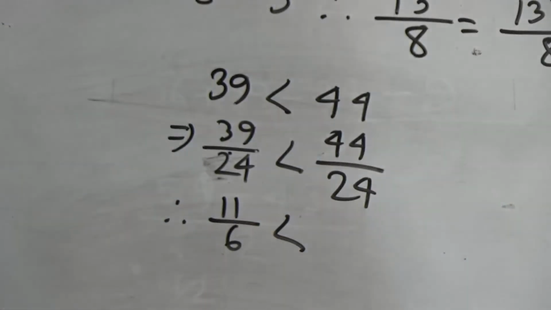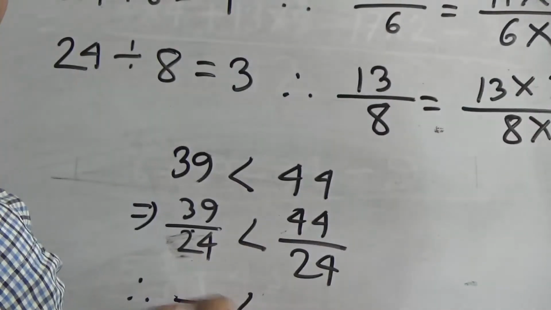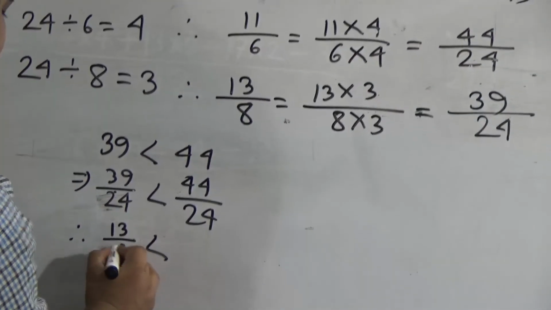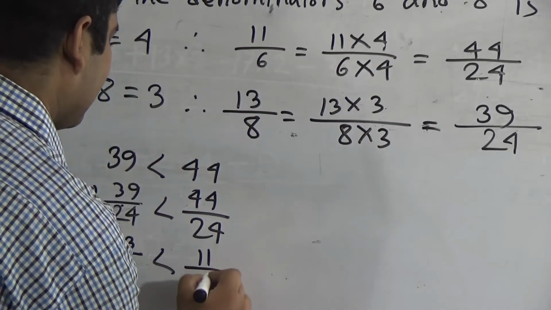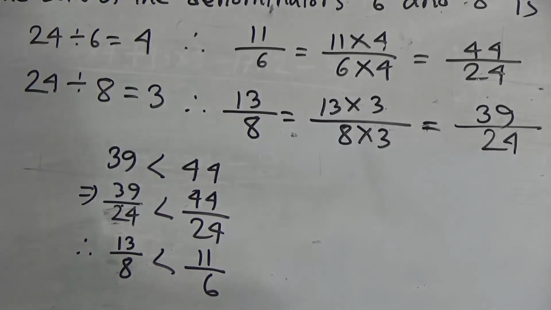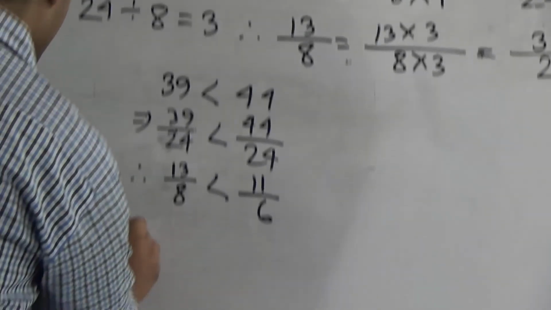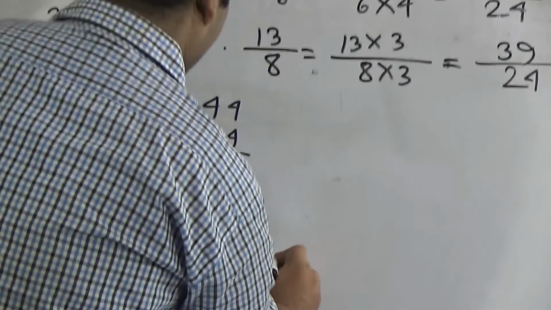Dear student, 39/24 comes from 13/8, and 44/24 comes from 11/6. So dear student, notice 11/6 is greater than 13/8. So from this expression we can easily take a decision that Gita has more juice. So we write Gita has more juice.